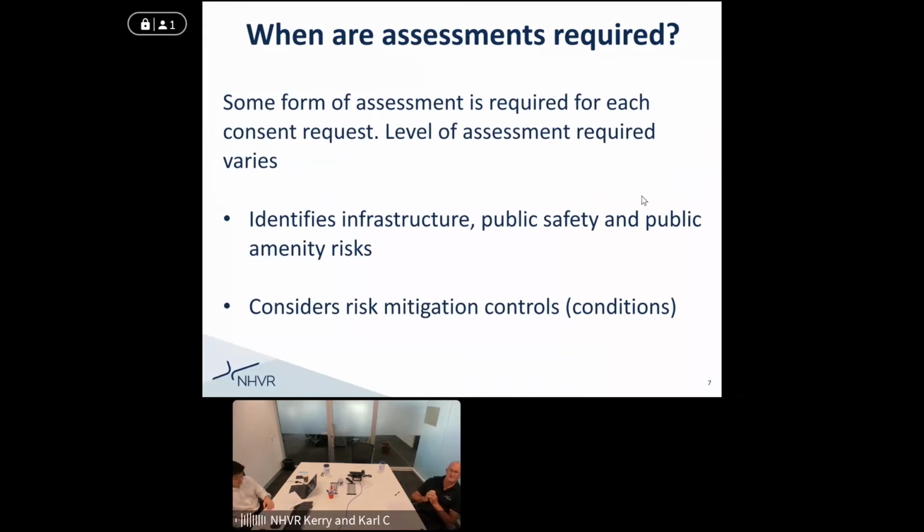So we'll go on to assessments. When are assessments required? Some form of assessment is required for each consent request. So every time we get a consent request, whether it be for a notice or a permit, it's the level of assessment required that varies.